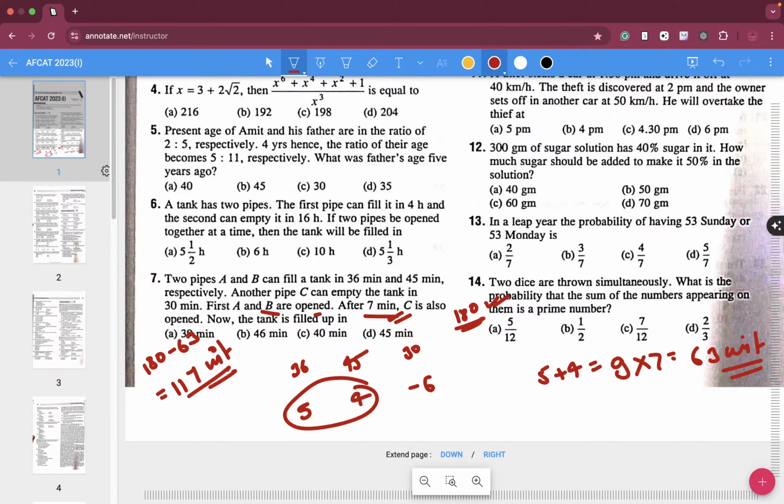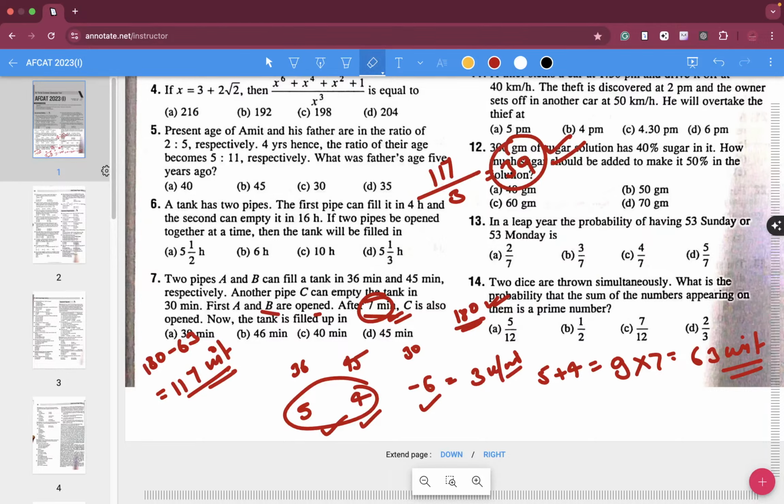Now C is also open. Now it will be filling at the rate of 5 plus 4 is 9, minus 3 is 3 units per minute. So how much time will it take? 117 divided by 3. 40 into 3 is 120, so over here it is 39. 39 minutes it will take.